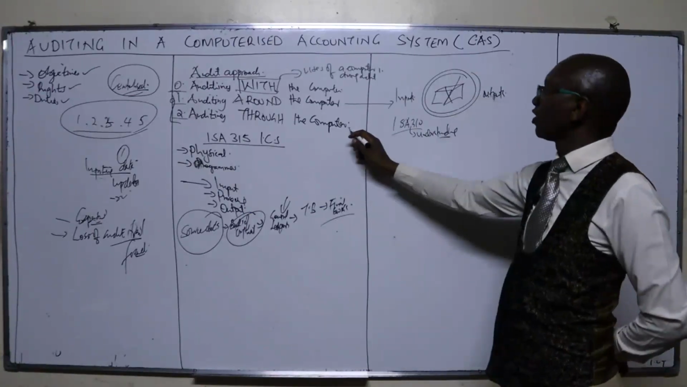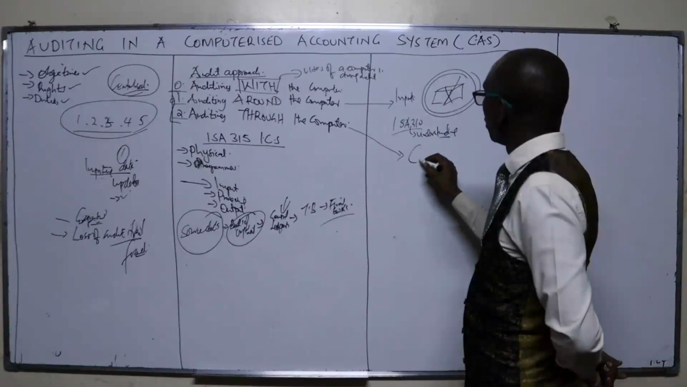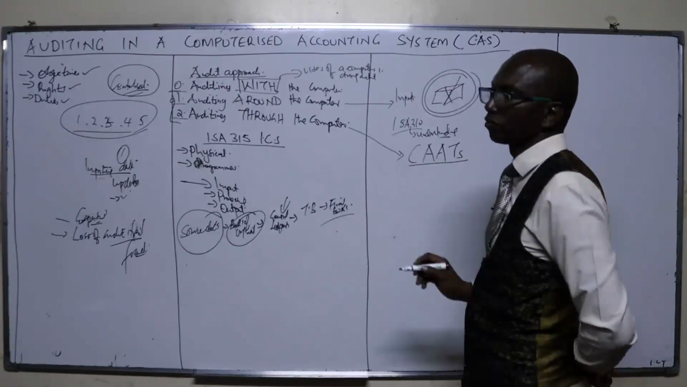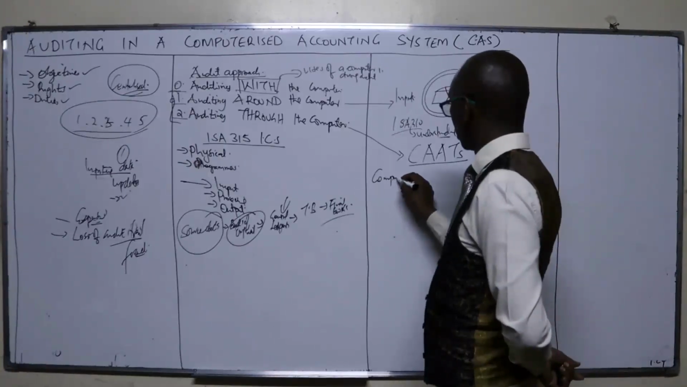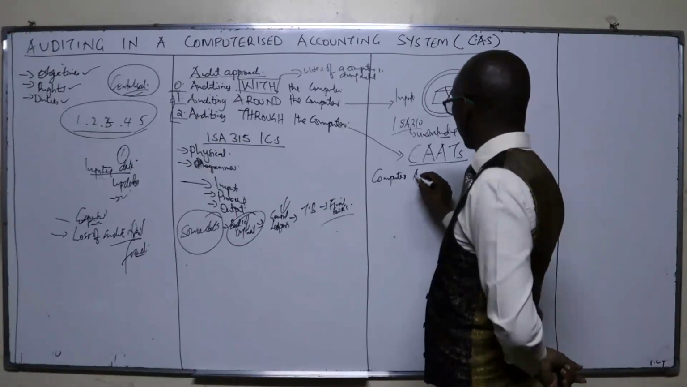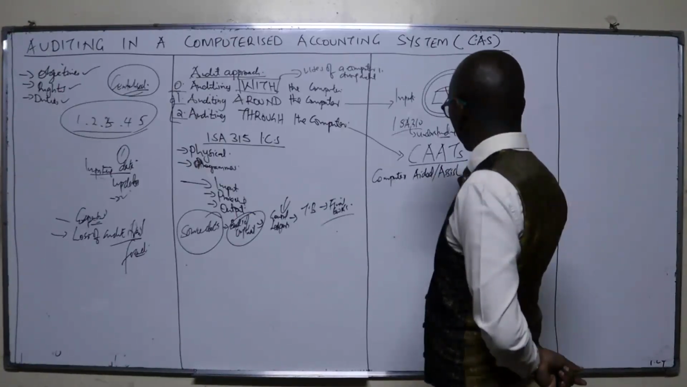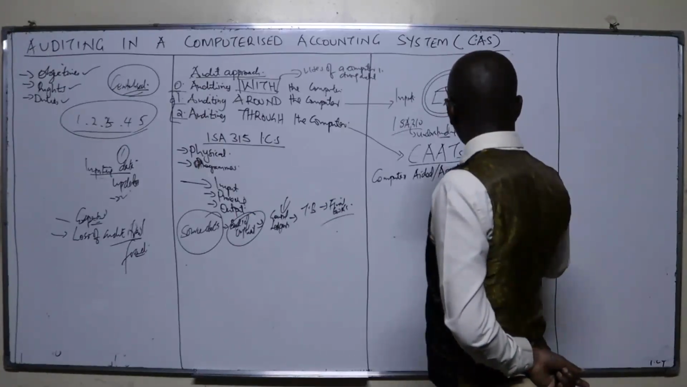What about auditing through the computer? Auditing through the computer, this is where the element of CAATs comes in. CAATs. What are CAATs? We said that these are computerized or computer-aided, stroke assisted, audit techniques.